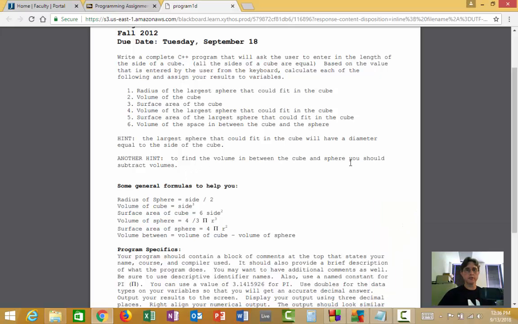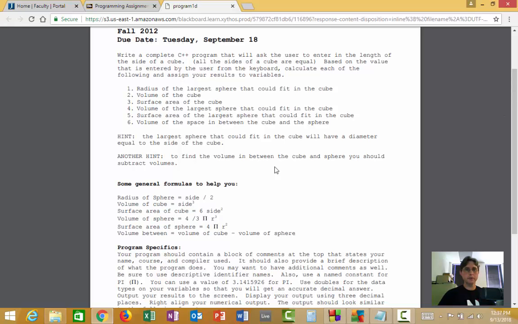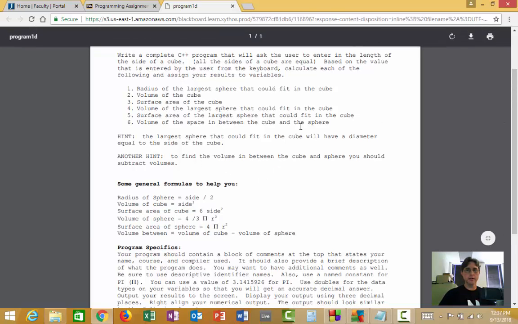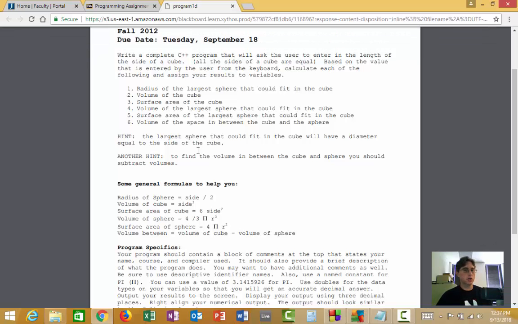Okay. So let's look at this. So it says write a complete C++ program that will ask the user to enter in the length of the side of a cube. Okay, so we're not entering the radius of a circle here. We're entering the side of a cube. Okay, so one thing we know is all the sides of a cube are equal, right? So all three sides are equal in length.